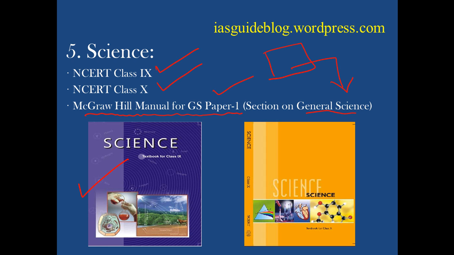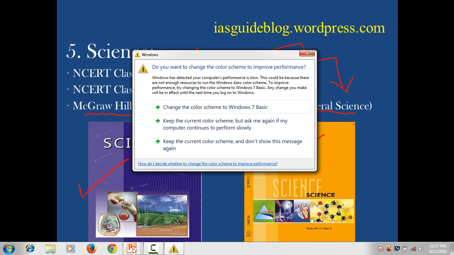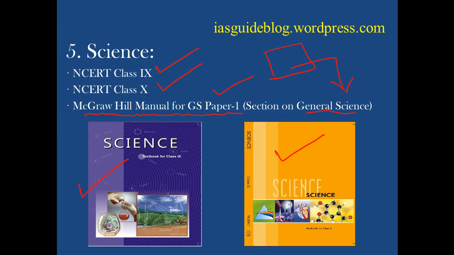When it comes to the 10th NCERT, what is there in this book? Chemical reactions, acids, bases, salts, metals, non-metals, carbon, elements, reproduction, the concept of heredity and evolution, reflection, refraction, physics concepts, the structure of the human eye, the concept of electricity, sources of energy. All these are contained in the 10th standard NCERT book. That's it.